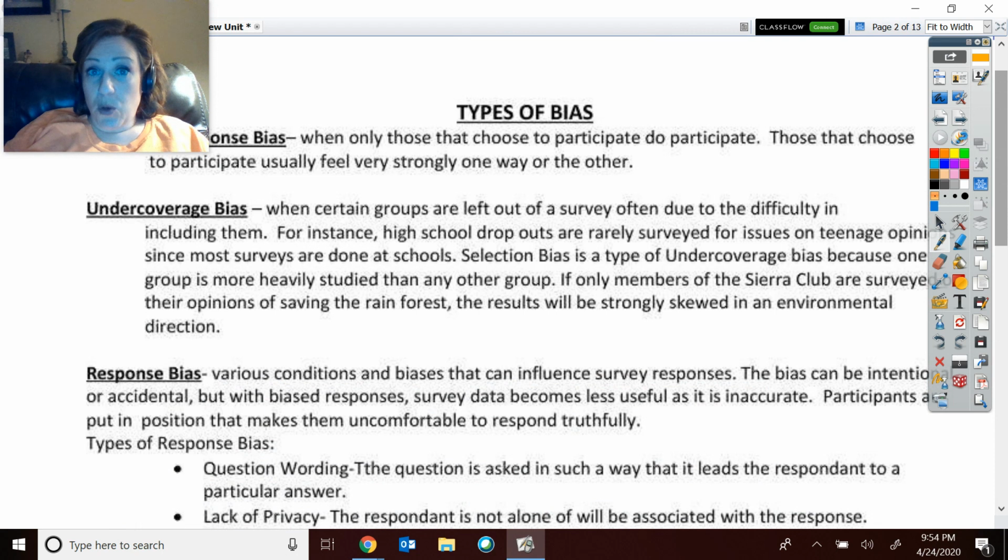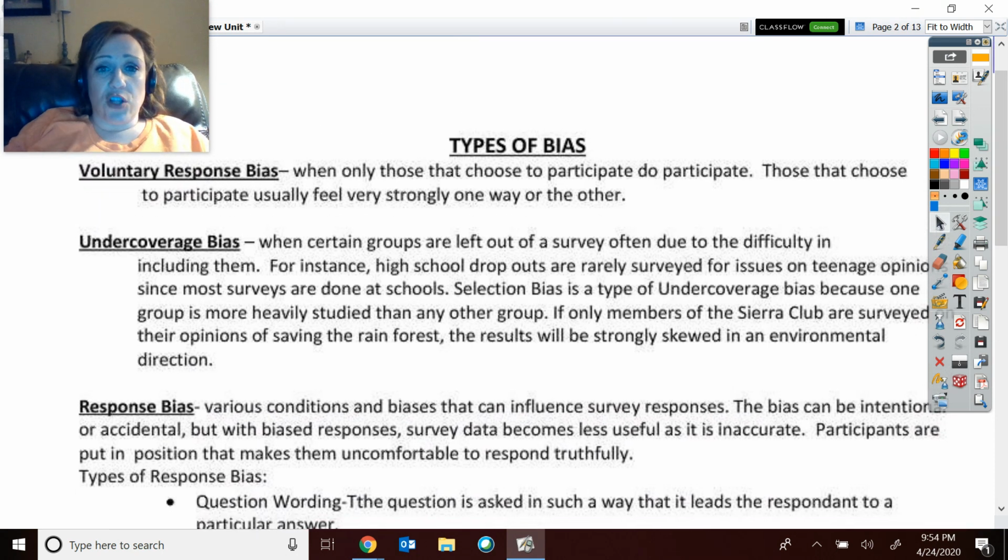Now, here are the types of biases that generally result from those poor sampling methods. We've got that voluntary response bias. I talked about that. Only those who feel very strongly will choose to answer the question or put their data into the survey. All right, undercoverage is what is happening from that convenience sample.